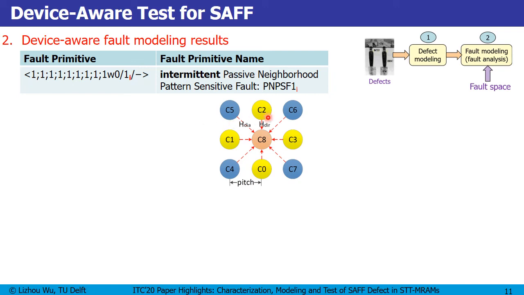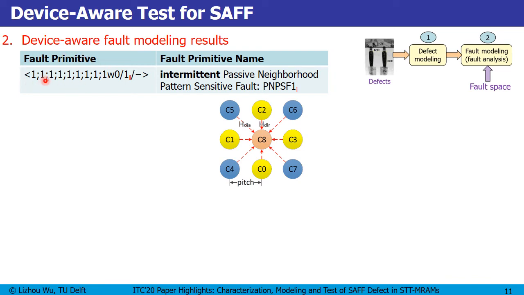Again, we simulated a 3x3 STT-MRAM array, and we assume the central cell is defective with the SAFF defects. The simulation procedure is the same as the conventional approach. The only difference is that in our DAT approach, we replace the defect-free MTJ model with our defective MTJ model. However, in the conventional approach, we just injected a linear resistor as a defect model. The fault modeling result is shown in this table.